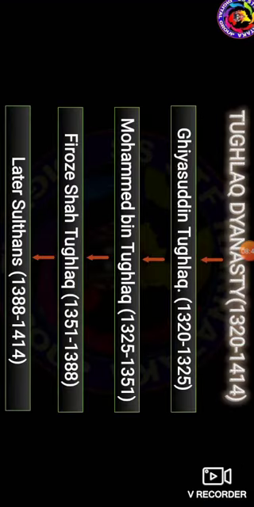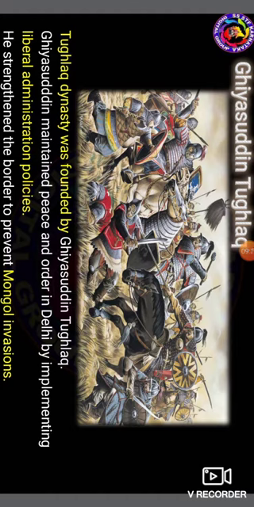And then the Tughlaq dynasty. The Tughlaq dynasty lasted from 1322 to 1399. Ghiyasuddin Tughlaq was the founder of this dynasty, the next popular king was Muhammad bin Tughlaq, and then Firoz Shah Tughlaq. First, Ghiyasuddin Tughlaq.